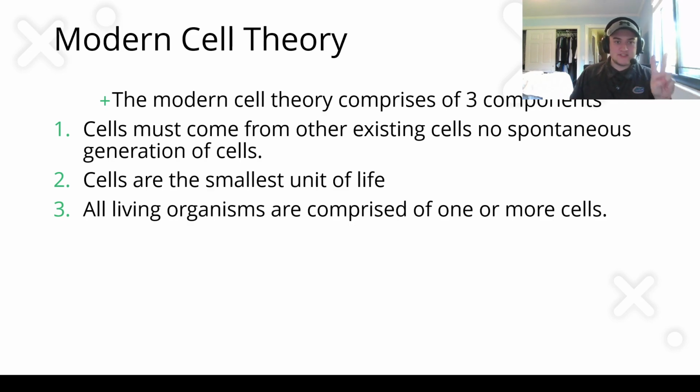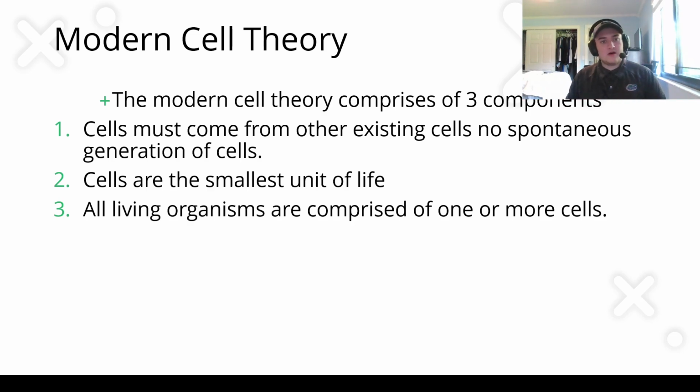So the second one is that cells are the smallest unit of life. Now atoms are smaller, however, those are the chemical components, not the smallest unit of life. Where cells are their own living organism themselves that make up bigger stuff like we are.